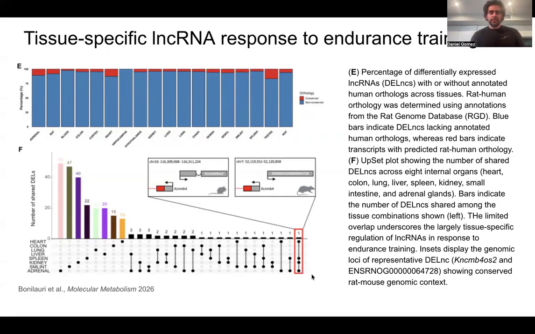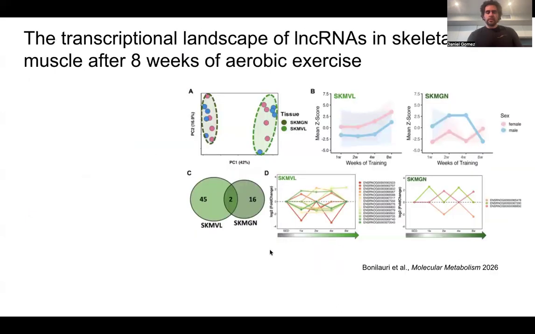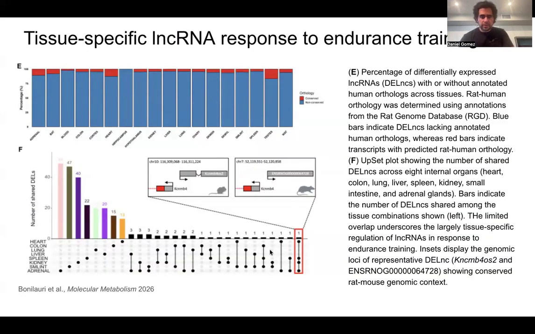And then the UpSet plot shows the number of shared DELs across 8 internal organs. So they only did 8 internal organs here: the heart, colon, lung, liver, spleen, kidney, small intestine, as well as the adrenal glands. The bars indicate the number of DELNICs shared among the tissue combination shown here on the left. So we can see the 8 different organs and the number of shared DELs, or DELNICs.